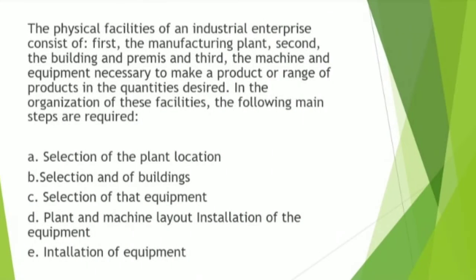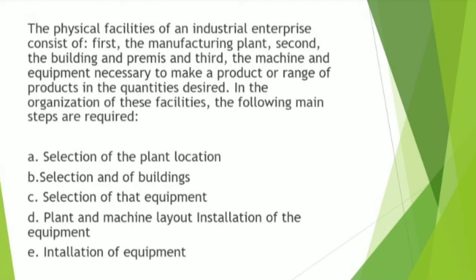For this presentation, I will be presenting Chapter 7, Organizing the Physical Facilities. The physical facilities of an industrial enterprise consist of: first, the manufacturing plant; second, the building and premises; and third, the machines and equipment necessary to make a product or range of products in the quantities desired.